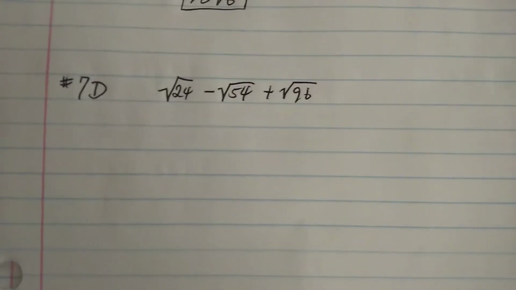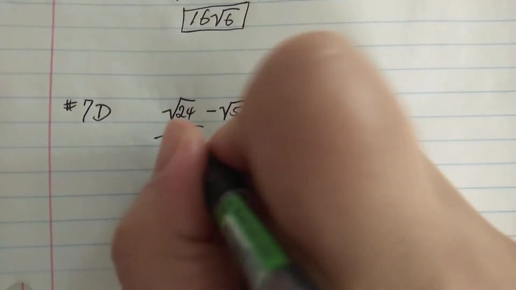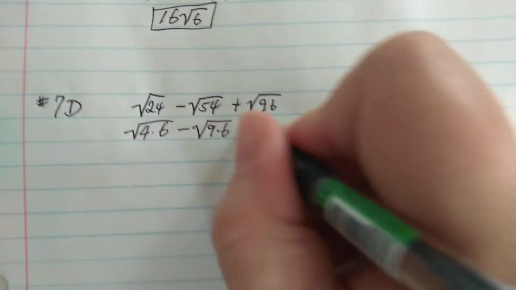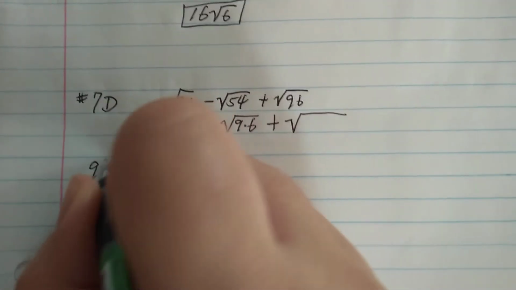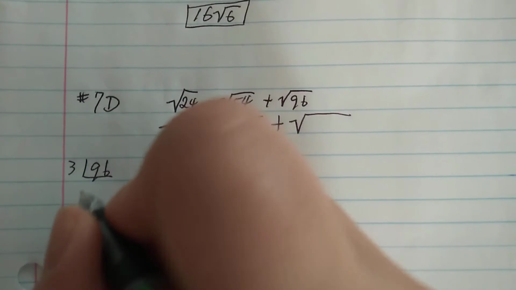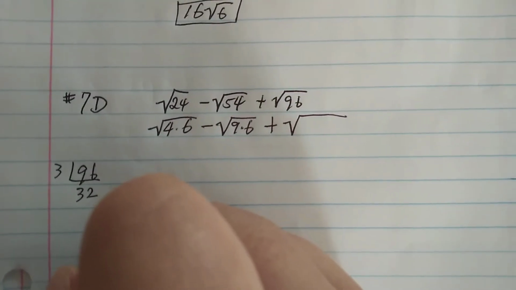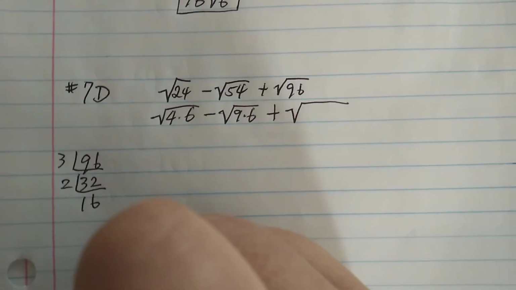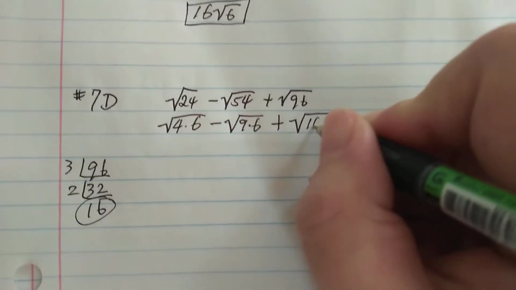Okay, so let's look at the next one. This is 7D. Same thing. 4 times 6 minus 9 times 6, just like the last question. And then 96. So I'm thinking 96. If I take out a 3, I get 32. And from the 32, I know I can get a 16 out of that. So this will give me 16 times.